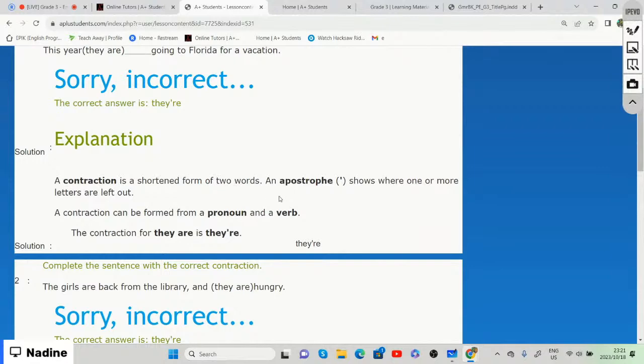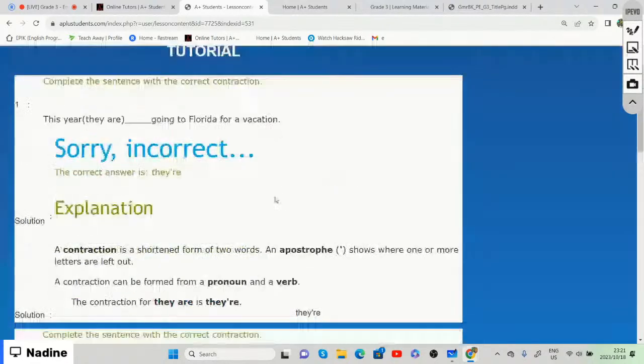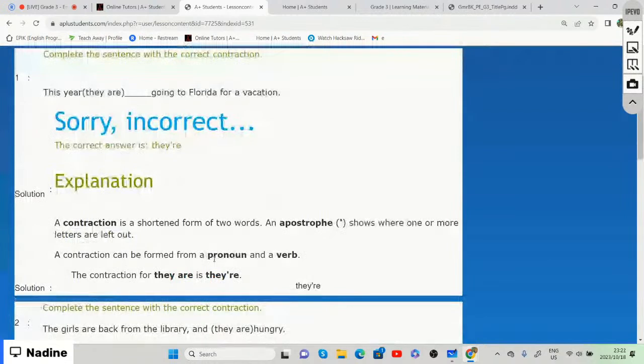All right. A contraction can be formed from a pronoun and a verb. For example, instead of saying Jane is or Carlo is, we can say she is or he is. The pronoun is either she, he, I, they, and our verb is the action, which is or are. So basically, a contraction can be formed from a pronoun as well as a verb.